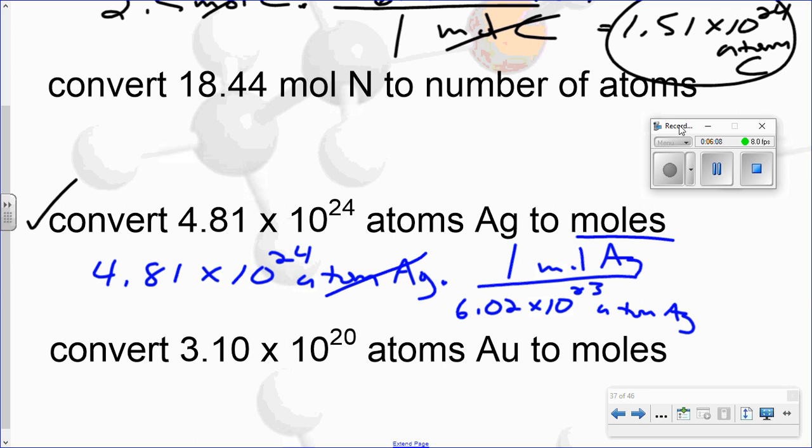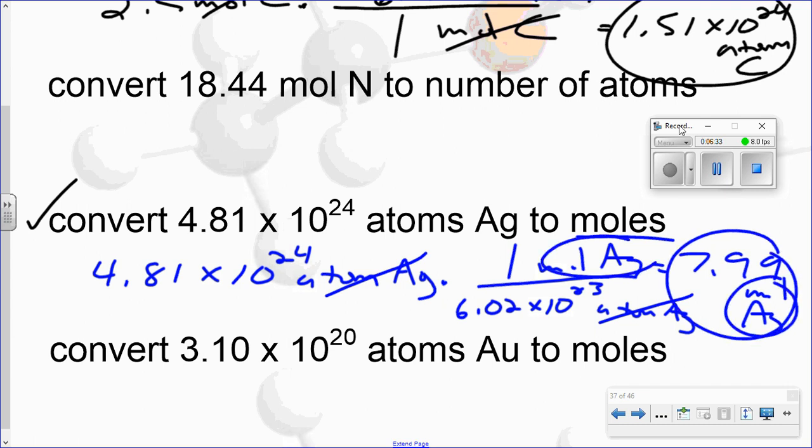Now you're going to divide 4.81 times 10 to the 24th divided by 6.02 times 10 to the 23rd. If you're doing it right, you'll get an answer of 7.99 moles of silver. Notice I keep mentioning moles of silver because it's moles of silver.